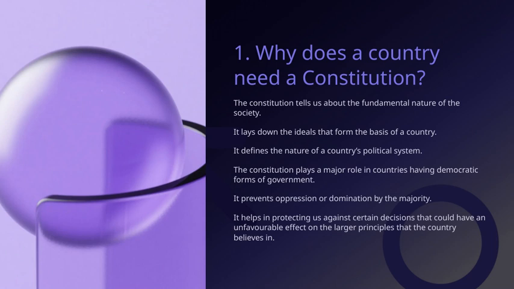In countries with democratic governments, the Constitution plays a particularly important role. It helps prevent the majority from becoming oppressive or dominating the rights of minorities. It's like a safeguard that ensures fairness and justice for everyone. Moreover, the Constitution protects us from certain decisions that might go against the larger principles our country stands for. It ensures that important values are maintained, even when there are pressures to change or bend rules. So, in essence, the Constitution is the backbone of a fair, just, and stable society.